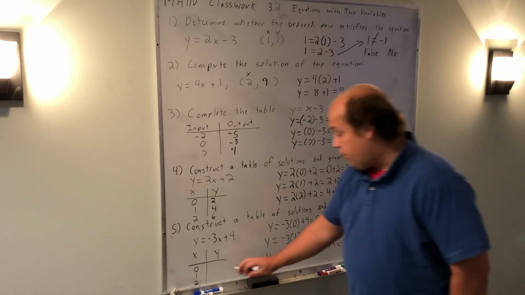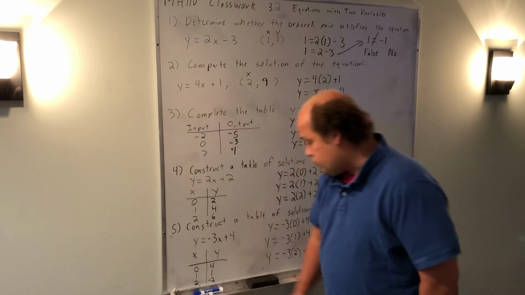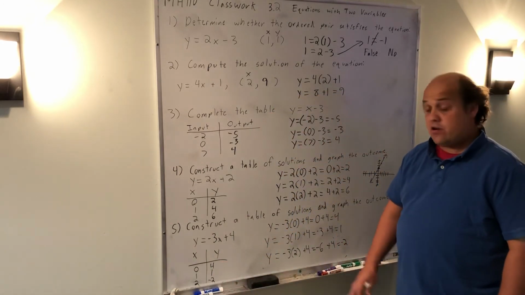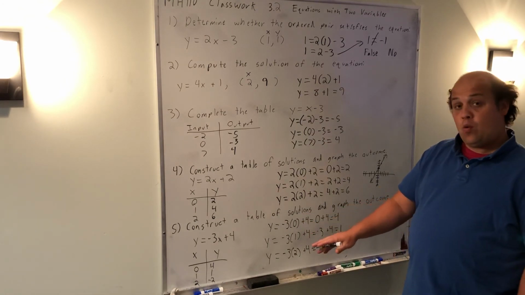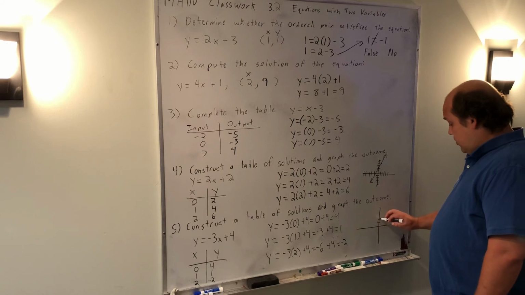So now we have the points 4, 1, and negative 2. As ordered pairs, this would be 0, 4, 1, 1, 2, negative 2. So I make a quick graph.